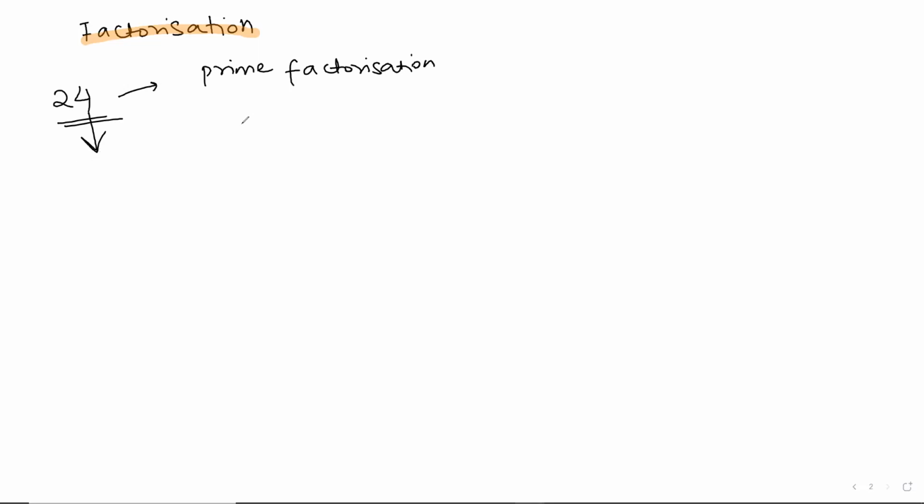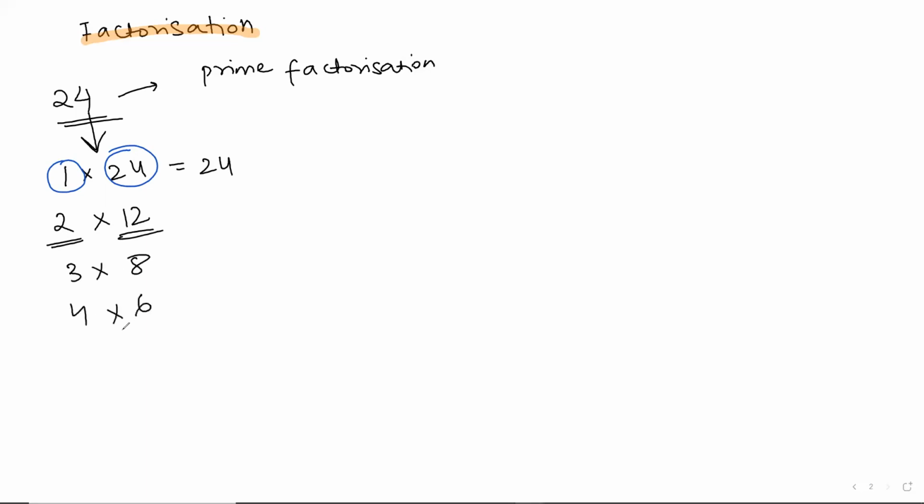Now pay attention here. We used to say, well, 1 into 24 gives us 24. So what are the two factors of 24 here? 1 is a factor and 24 is a factor, right? Then we used to say, well, 2 into 12 is 24. So 2 is one factor and 12 is also a factor. Then 3 into 8 and so on, 4 into 6, right?